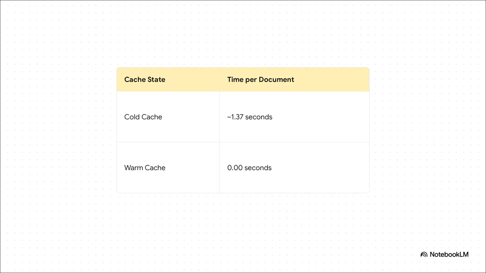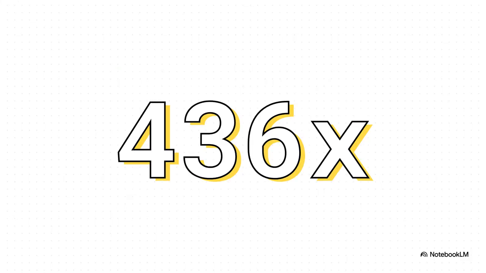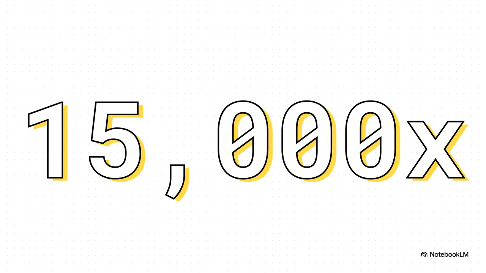And the difference this makes is, well, it's just wild. Look at this. The very first time you run it, that's a cold cache. It takes about 1.37 seconds per document to generate that embedding. But every single time after that, with a warm cache, the time drops to basically 0. It's instantaneous. What does that look like in practice? A 436 times speedup when you rerun your pipeline. Suddenly, that embedding tax we talked about, it's gone. You just stop paying it for any document you've already seen. But wait, it gets even crazier, because you can cache the query embeddings too. If someone asks the same question twice, you get a speedup of over 15,000 times. I mean, come on, that is a total game changer.